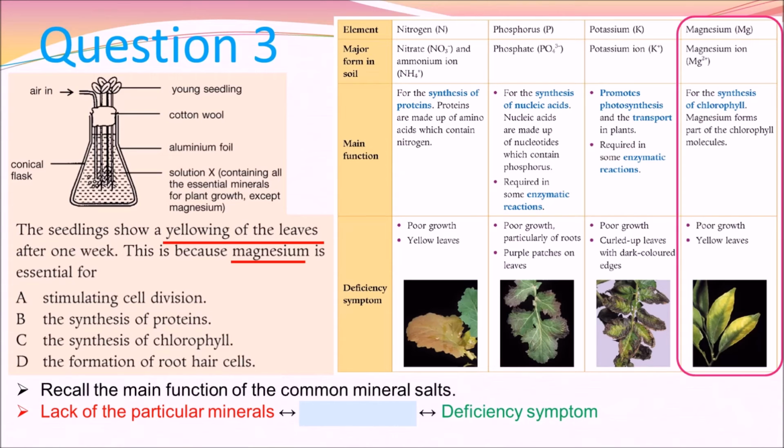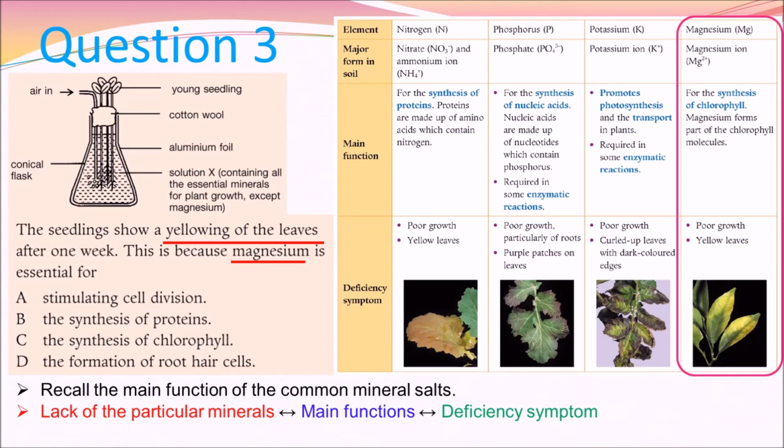And then I tell you the deficiency symptom will be like this, yellowing leaves. And then I ask you, what is the main function of magnesium? Just like this question, right? And for the third one, if I tell you the main function of a certain mineral, and then I tell you this plant lacks this particular type of mineral, what will be the deficiency symptoms? So you should also be able to tell me.